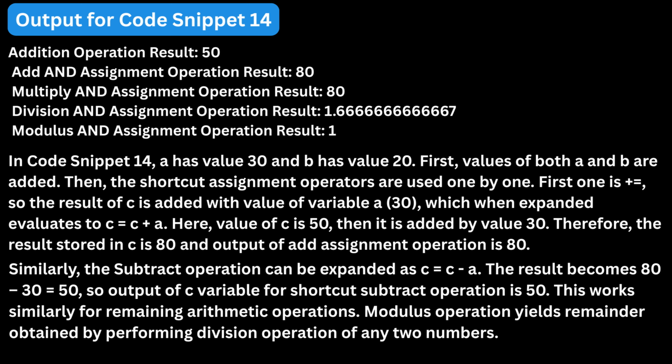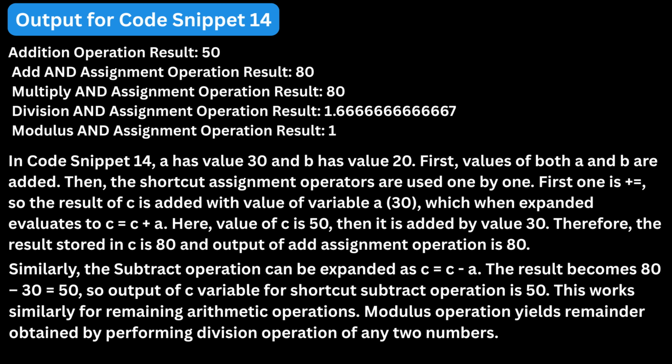Next, the program prints the add and assignment operation result, which shows 80. This happens because the operator += takes the current value of C, which is 50, and adds the value of A, which is 30. When expanded, it looks like C = C + A. So 50 plus 30 becomes 80, and that updated value is stored back into C.